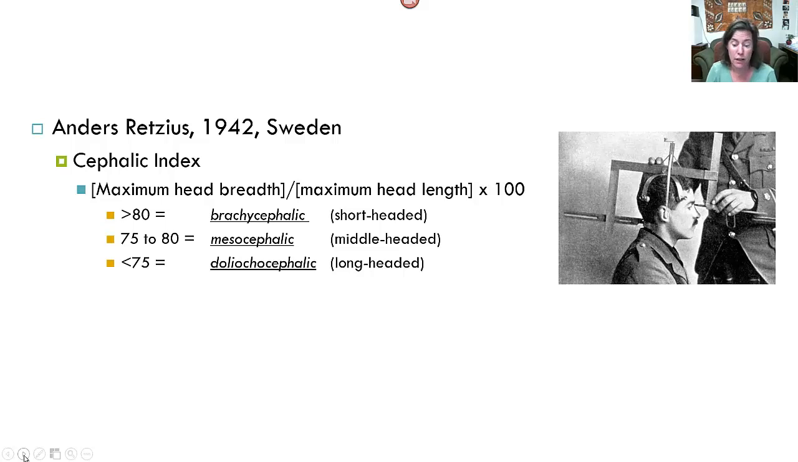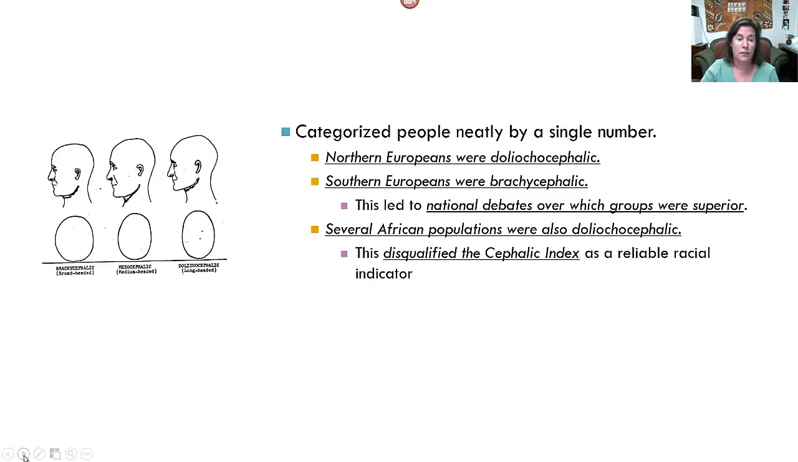Individuals that had an index of less than 75 were referred to as having long, narrow heads, and they were referred to as dolichocephalic. Individuals whose cephalic index was between 75 and 80 were referred to as mesiocephalic, middle-headed, and those greater than 80 were brachycephalic, short-headed. Now, this was thought to be wonderful because it categorized people by a single number.